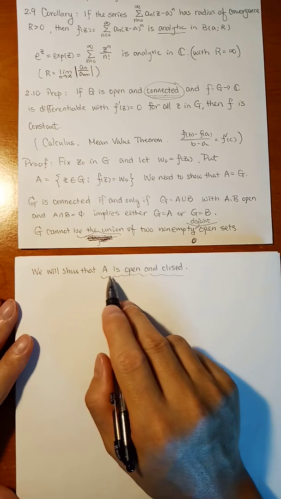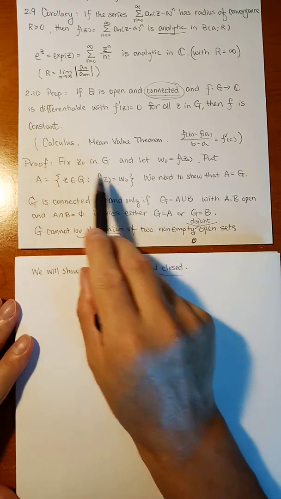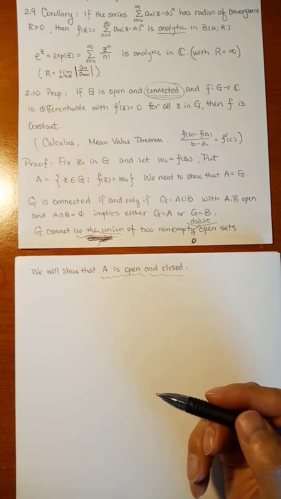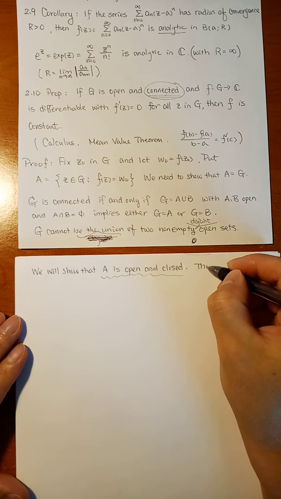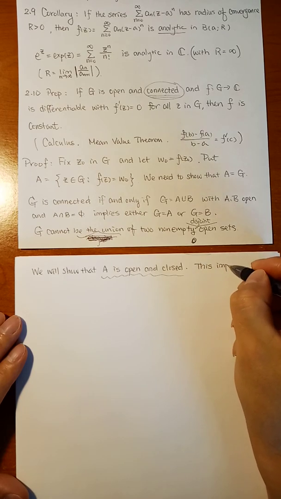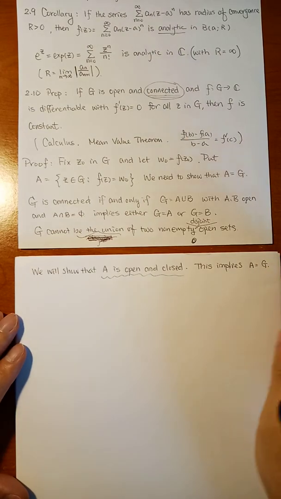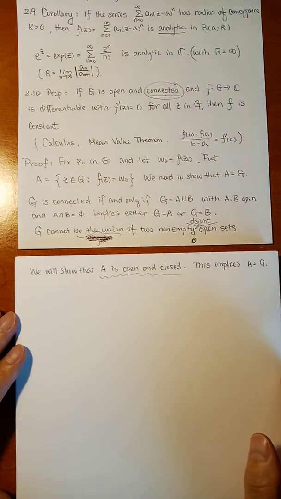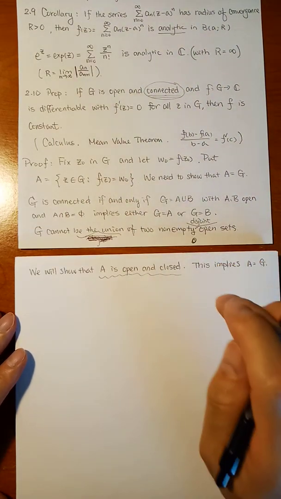We will show that A is open and closed, and A is not empty because A contains at least one point Z0. This implies A must be G. So if A is not empty, then B will be empty. So here we use the topology.